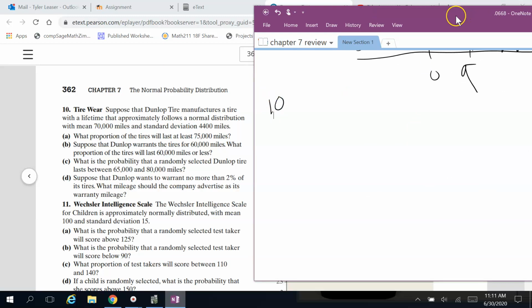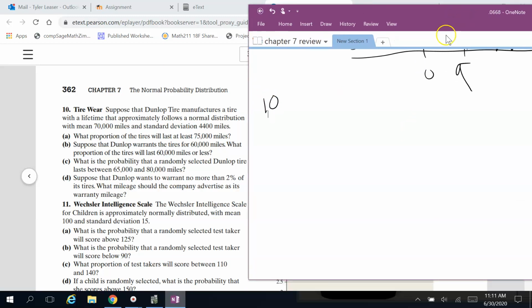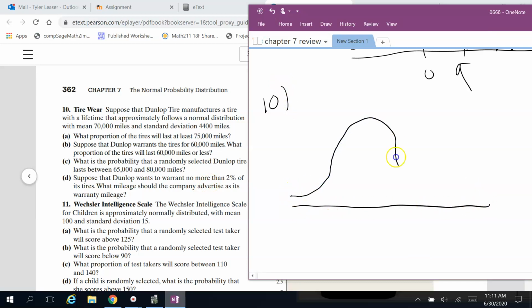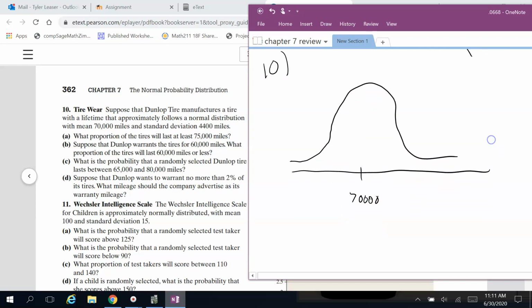Whenever you have these questions, the big key that tells you it's going to be a chapter 7 question is that it gives you the mean, it gives you the standard deviation, and it specifically says the words normal distribution. As soon as you see that, go ahead and draw the regular normal distribution for this question. So we have our bell curve where our mean is at 70,000. And then you don't have to do this, but you could add 4,400 up 3 times and subtract 4,400 down 3 times. I'm not going to do it here because it would be too cluttered.